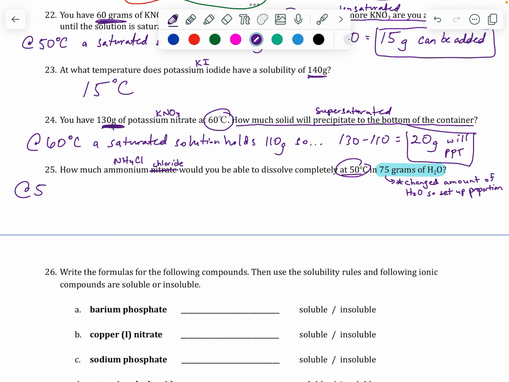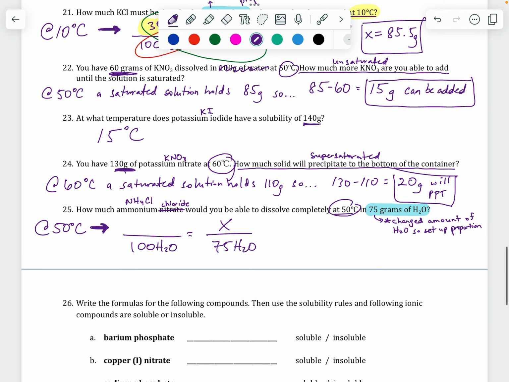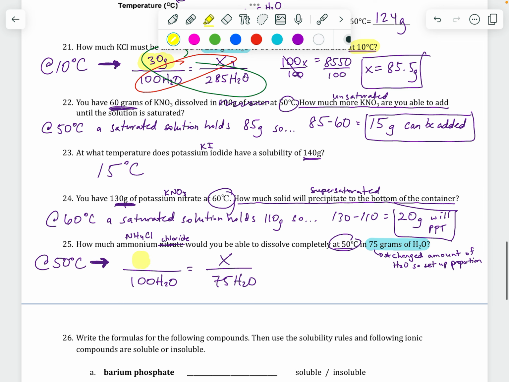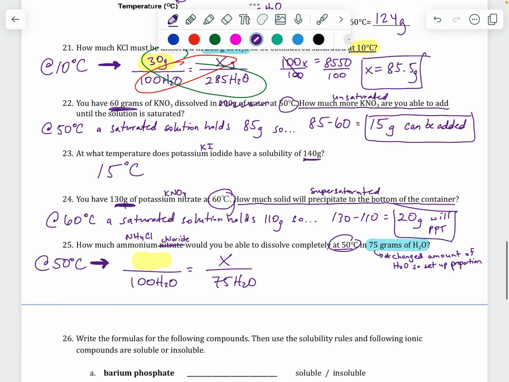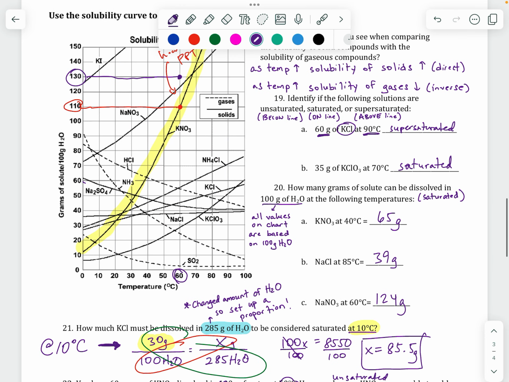So at 50 degrees, all that tells you is that's the temperature mark that you're looking at. So I need to figure out from the chart how much can dissolve in 100 grams of water at 50 degrees in order to then figure out, well, how much can dissolve in 75 grams of water at 50 degrees. So that mark here is going to be from the chart. So I go up. I'm talking about ammonium chloride here, which is NH4Cl.